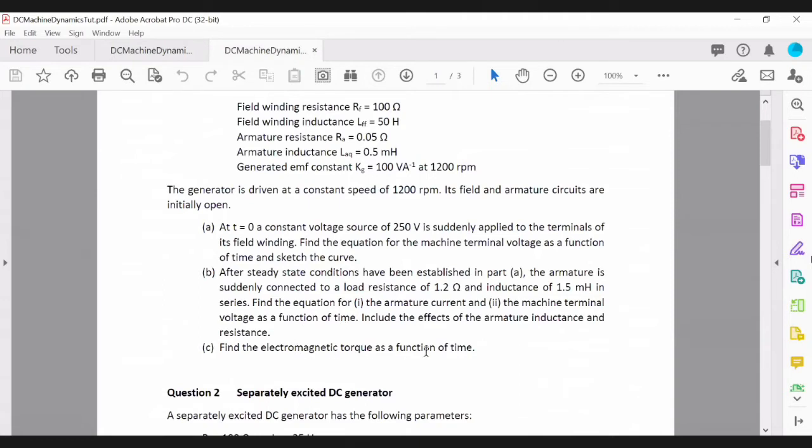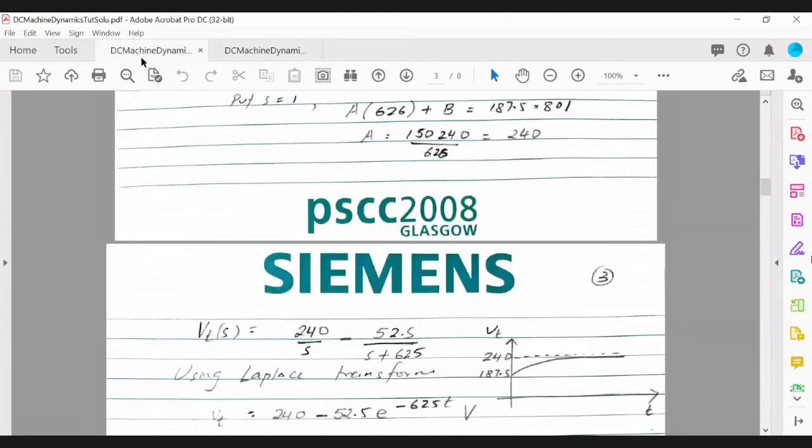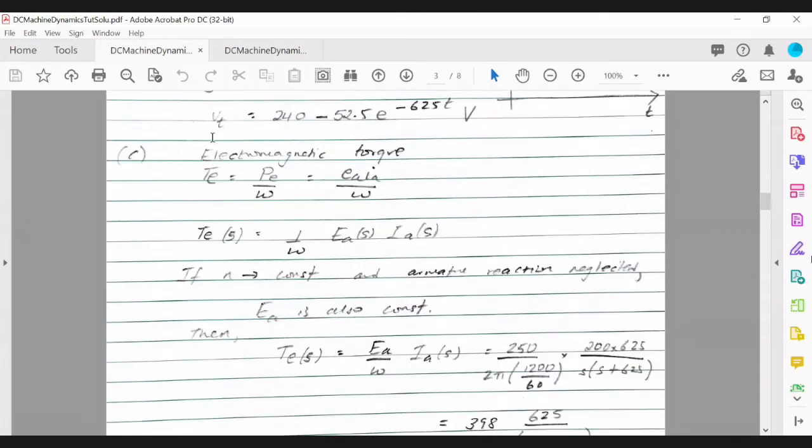In the last part, they asked us to work out the electromagnetic torque as a function of time, right? So the electromagnetic torque will be your electrical power divided by the speed of the motor. So here in the S domain, we have those two functions, which are EAS and IAS. Also remember that in this motor, the speed is constant, right?